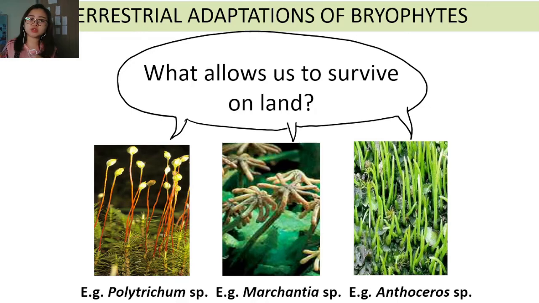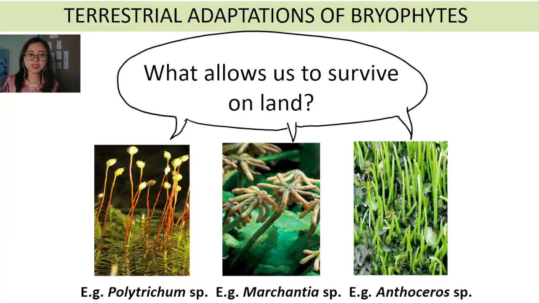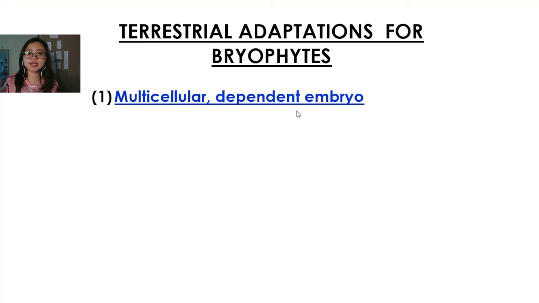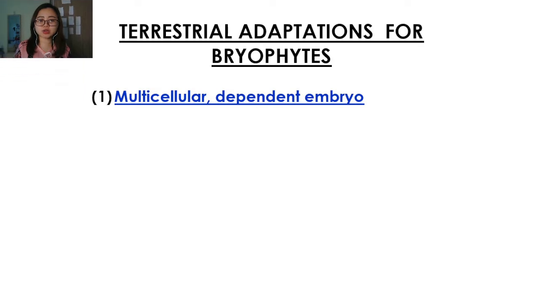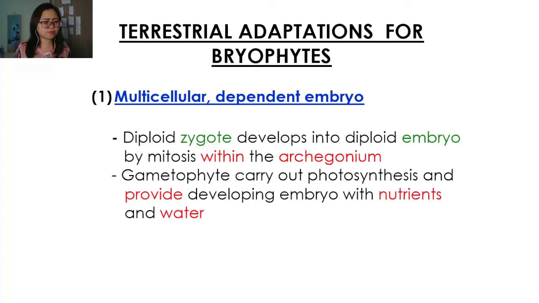What I do want to tell you now is about the terrestrial adaptations of bryophytes, which is they always need a wet place. What makes them able to survive out of water? Let's have a look. The terrestrial adaptations for bryophytes, there are 4 of them, and we're going to look at each one. The first of the terrestrial adaptations is that they produce a multicellular and dependent embryo.